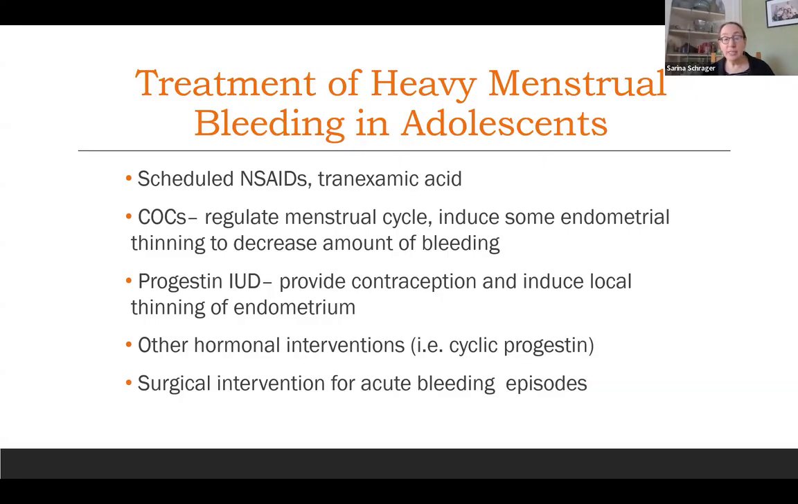You can do cyclic progestin in somebody who can't take estrogen. And certainly last resort would be a surgical intervention for acute bleeding episodes. Some people might need a D&C. But in this adolescent age group, that's very, very rare that it would be necessary.